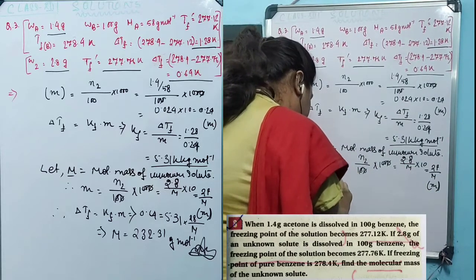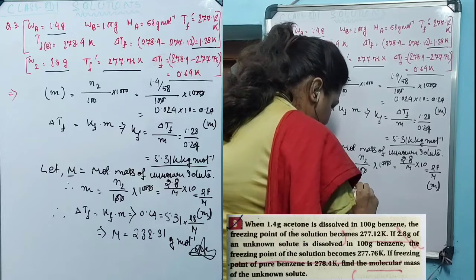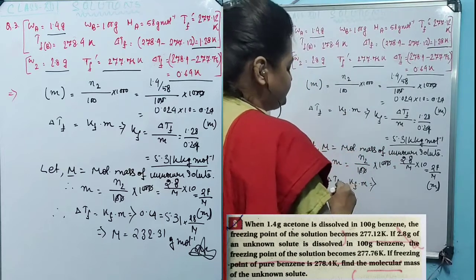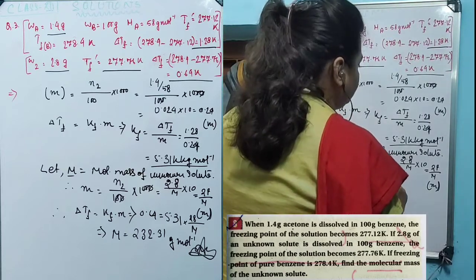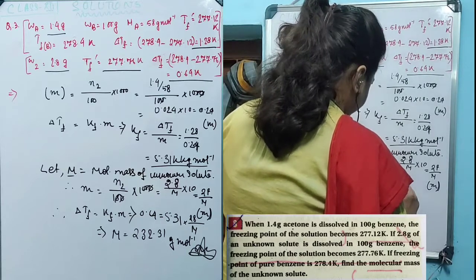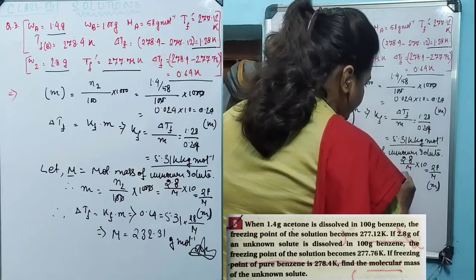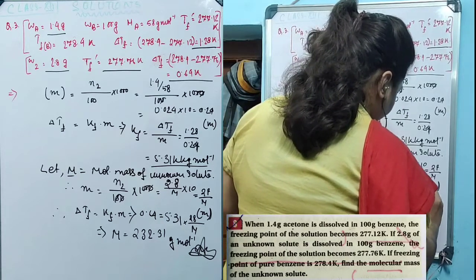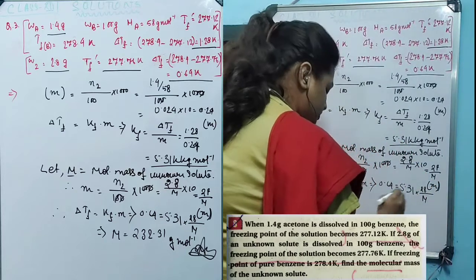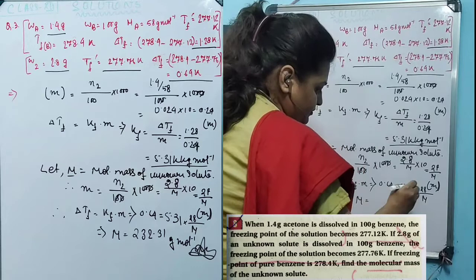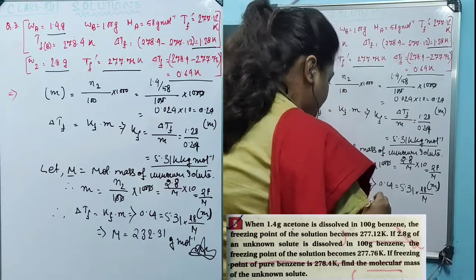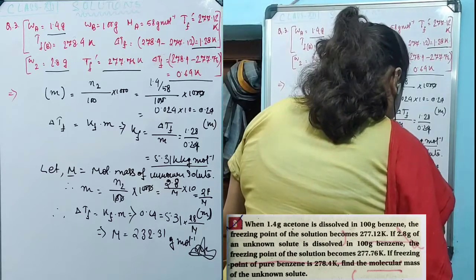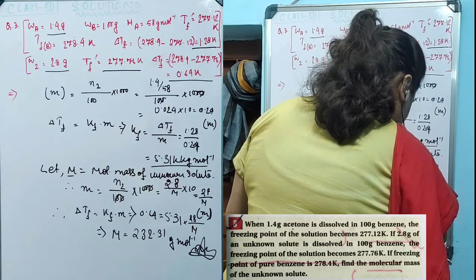Now let's apply delta TF equals Kf into m, and by putting all the values, 0.64 equals the value of Kf we just calculated, 5.31, multiplied by 28 by M. By calculating this, we find the molecular mass M equals 232.31 gram mole inverse.